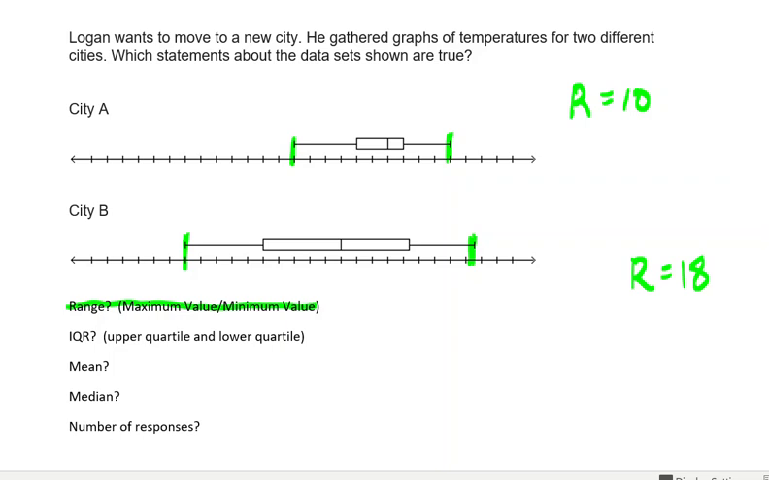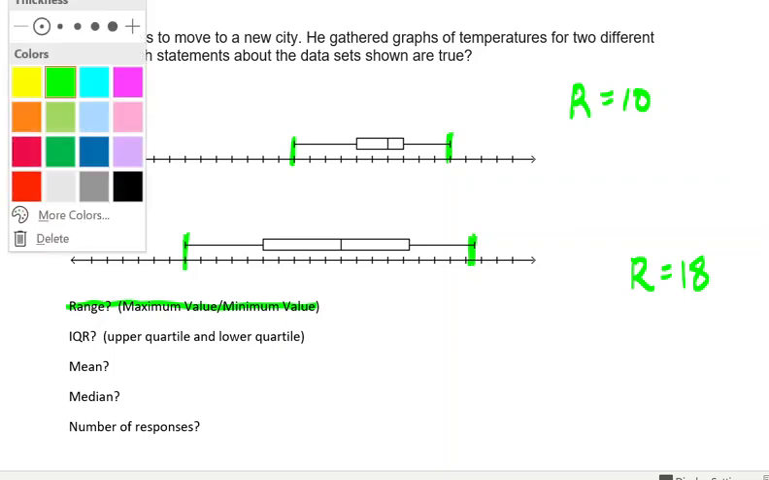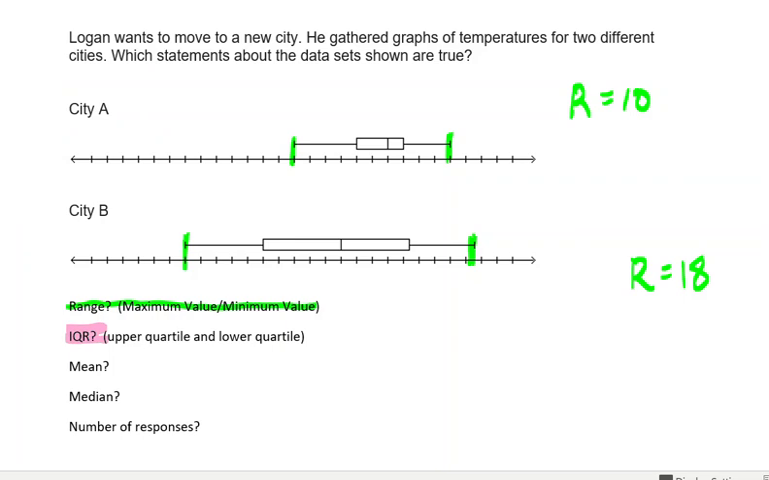This tells us that based on the range, there's more variability in city B. The temperatures are more spread out. Variability talks about the spread in the data. Then we can also determine the interquartile range. And so the range is 100% of the data, everything from smallest to greatest. The interquartile range is the middle 50% of the data. So what's in the middle 50%? We're taking out the top 25% and the bottom 25%, and we're just looking at what's in the middle.